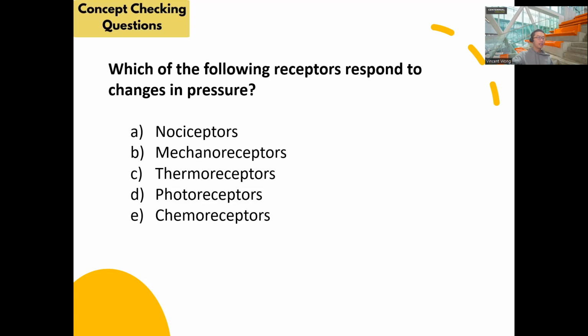Good. That would be the mechanoreceptors. Nociceptor is for pain. So if the pressure is so great that it starts to damage you, like imagine poking you gently with a thumbtack, at the beginning it's just the mechanoreceptor, but if the thumbtack goes through, then the nociceptor is going to take over. But non-damaging pressure is going to be mechanoreceptor.